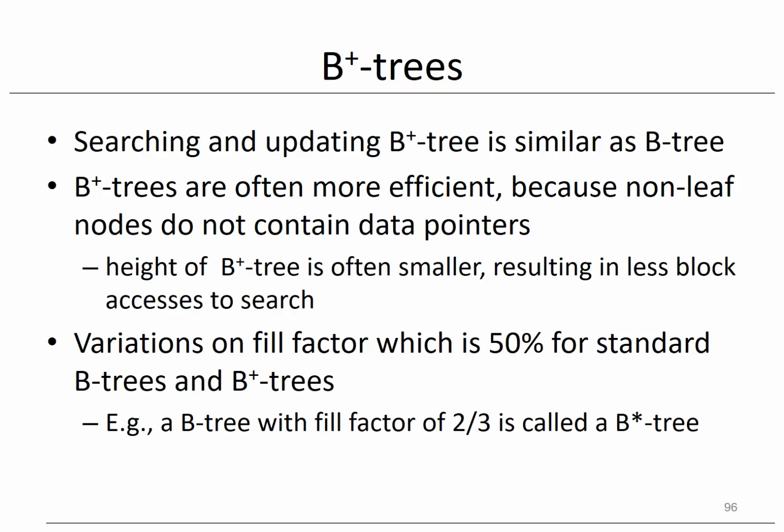In particular, there are variations on the fill factor, which denotes how full a non-leaf node must be, and which is 50% for standard B trees and B+ trees. For example, a B tree with a fill factor of 2/3 is often called a B* tree.